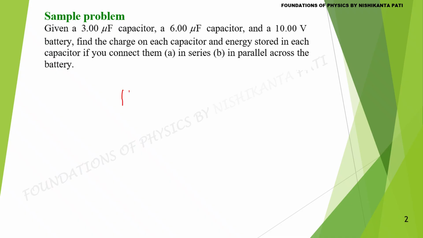This capacitor, this one and this one, they are connected in parallel. Capacitance C1, capacitance C2, capacitance C3. This parallel group of capacitors is equivalent to a single capacitor.